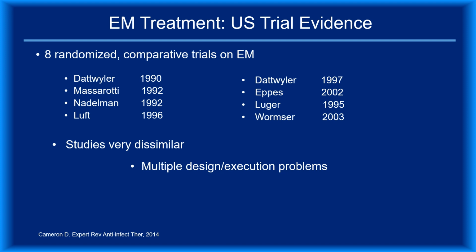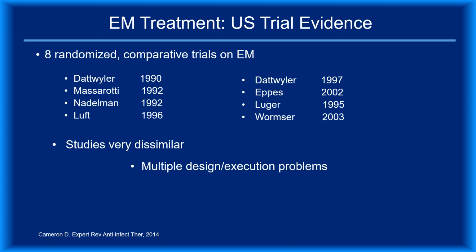Let's look at the evidence from published prospective erythema migrans trials that were conducted in the United States. The primary reason for looking into the trial evidence is to see if one agent performs better than the others, because that would be clinically useful information. European EM trials are not included in this analysis.